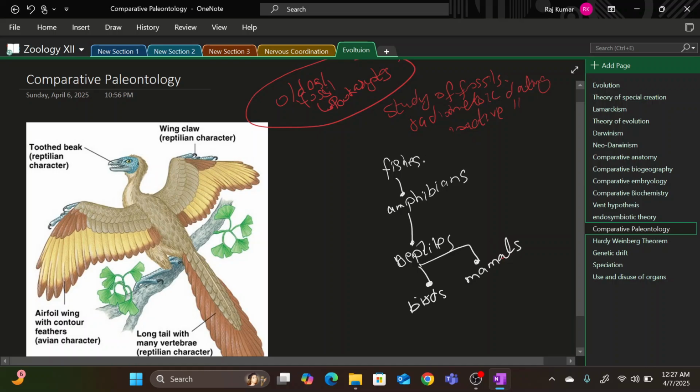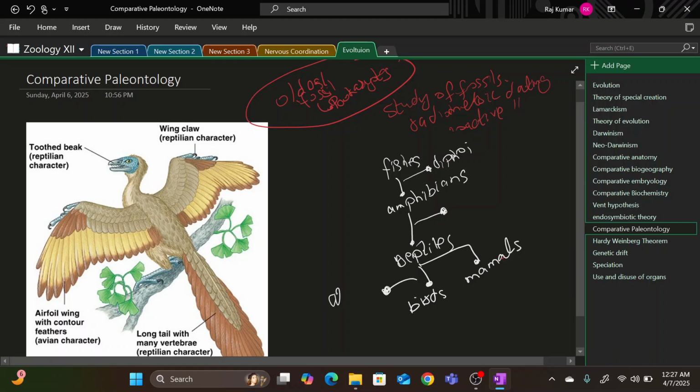Now, scientists got to know the relationship between fishes and amphibians by finding a fossil of a fish which had characteristics of fish as well as characteristics of amphibia, which is named Dipnoi. And then the evolutionary relationship between amphibians and reptiles was determined by another organism which I believe is not mentioned in our book as well, so let's just leave it. And then we have reptiles and birds.